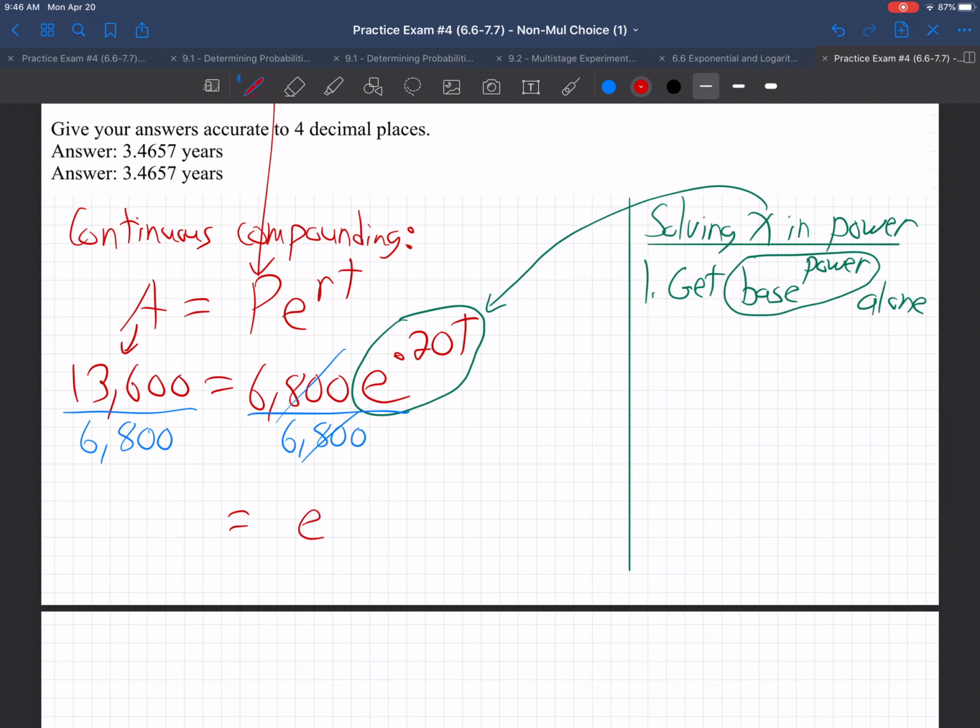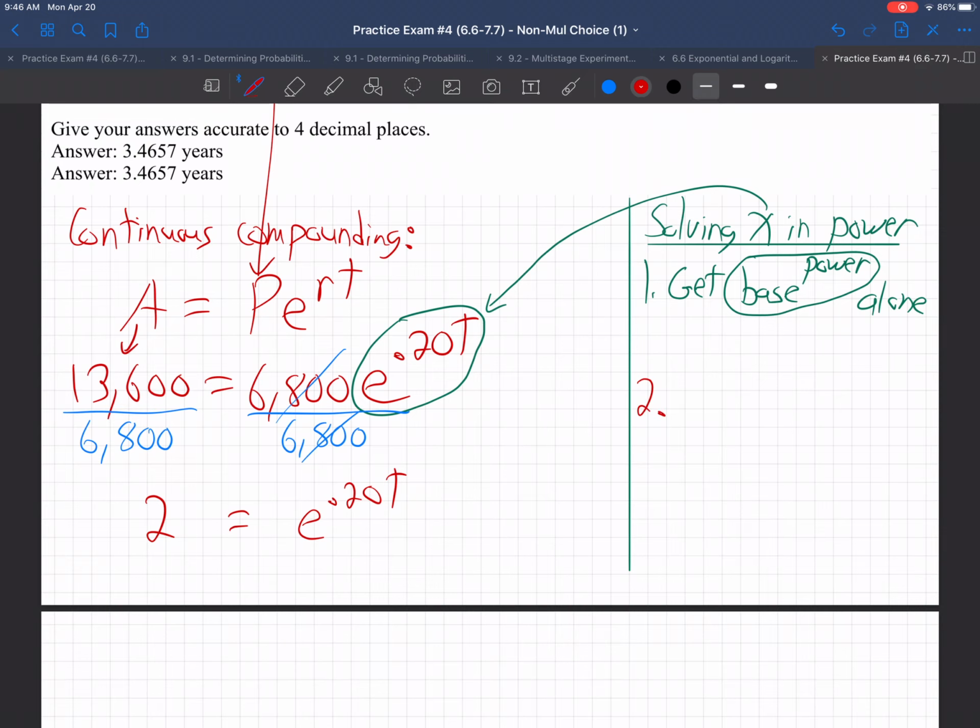And so, what does that give me? It gives me the E to the 0.20t. On the other side, 13,600 divided by 6,800. Of course, it's just 2, isn't it? Because remember, the amount was twice the principal. So there's step 1. So we did that.